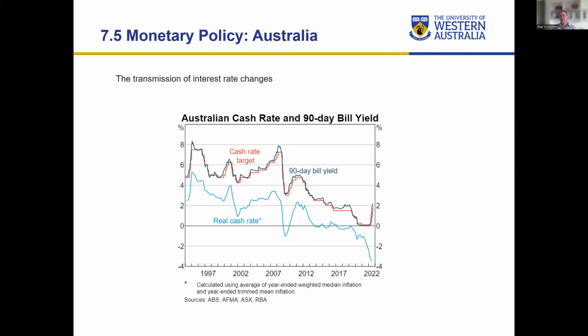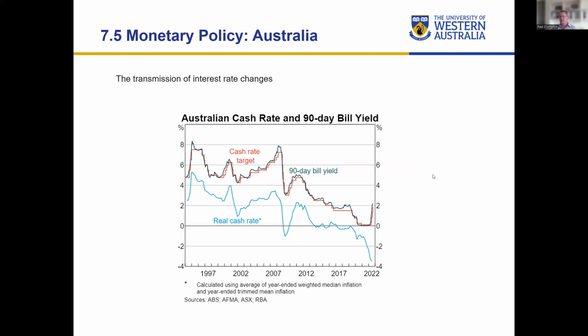And so then, because the cost of bank borrowing is falling at roughly the same rate as the cash rate, the logic is the banks can then pass those interest rate reductions on to customers in the form of lower mortgage interest rates, lower personal loan interest rates, etc.